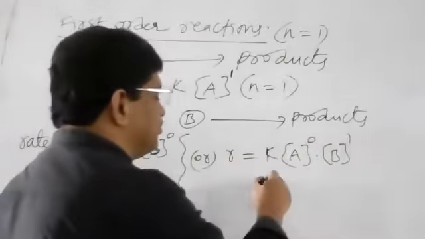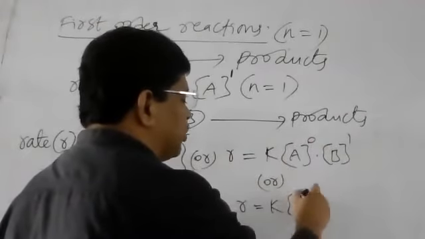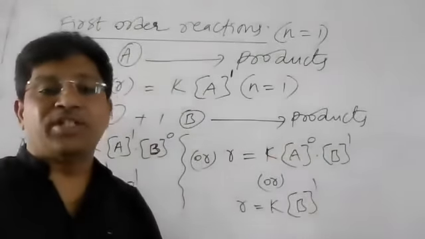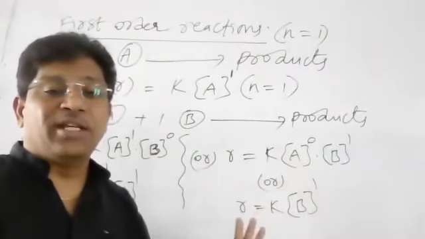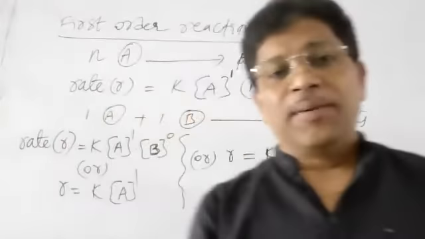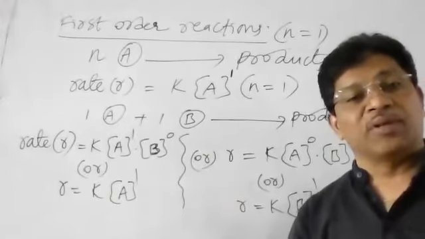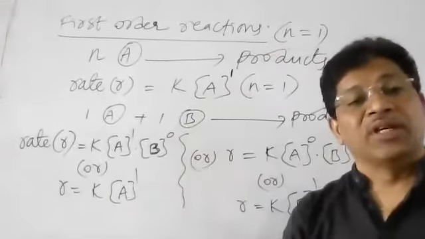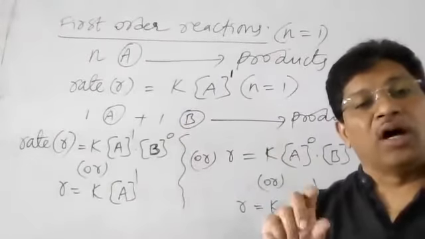Now how to write the same thing? Rate equals rate constant K into B to the power of 1, because A to the power of 0 is 1, so you need not mention it here. So rate is equal to K into concentration of B to the power of 1. That means rate is directly proportional to the first power of B. That means by the change in concentration of 1 mole of B, the rate of reaction is changing. The rate of reaction is determined by 1 active mole of B.